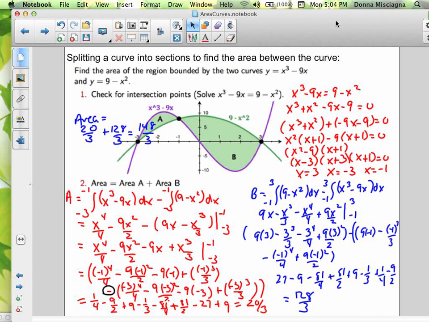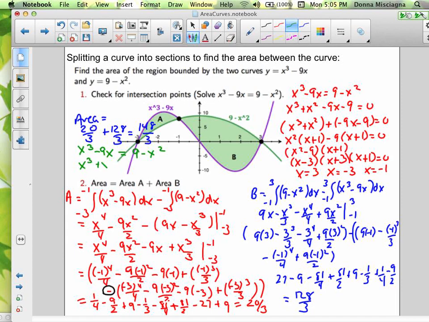All right, you need to figure out where your points of intersection are. Here we're pretty lucky. They're pretty nicely listed there. But we would just set the two equations equal to one another and solve. So let's do that. I'm going to do that in green, so it's in some other color. So I have x cubed minus 9x equals 9 minus x squared. And so we'll just move everybody over. So we have x cubed plus x squared minus 9x minus 9 equals 0.